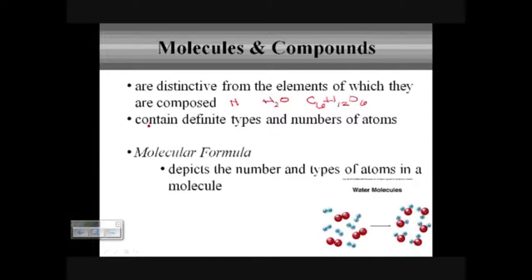Molecules and compounds are also going to have definite types and definite numbers of atoms. For example, glucose is always going to be C6H12O6 when we figure it out. You're never going to have a different ratio of carbons, hydrogens, and oxygens to give you glucose. It's a definite number with definite types.